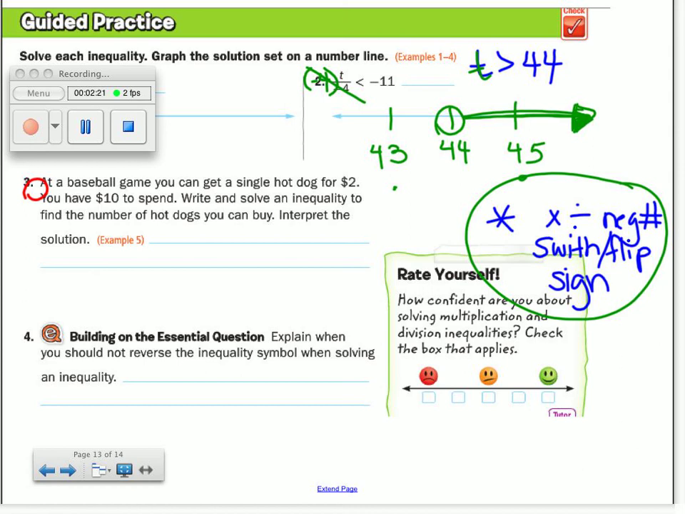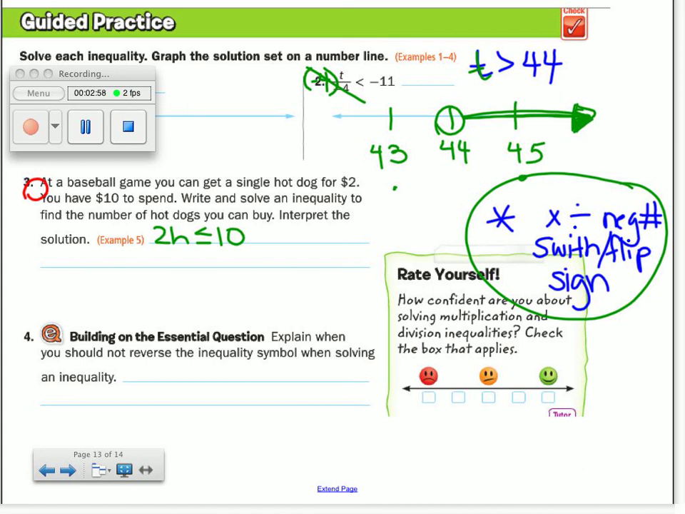Number 3 is going to be worth like 3 points basically. So listen carefully. It says at a baseball game you can get a single hot dog for $2, meaning it's $2 per hot dog. So I might go ahead and write that right away: $2 per hot dog, 2 times H. And you have $10 to spend. So can you spend more than $10? No. So this amount here, the 2 times H, has to be less than, can you spend $10? So it can also equal it, the $10. So 2H is less than or equal to $10.